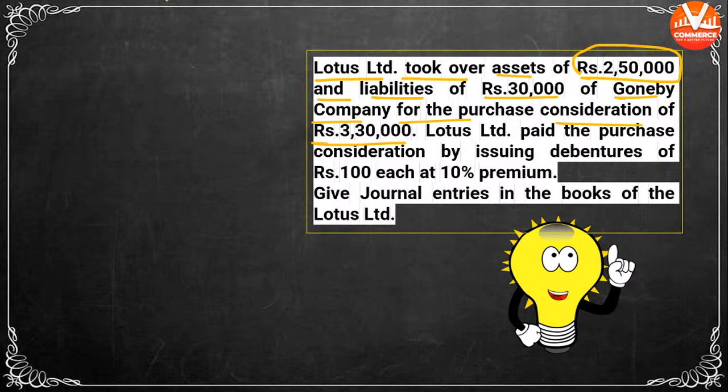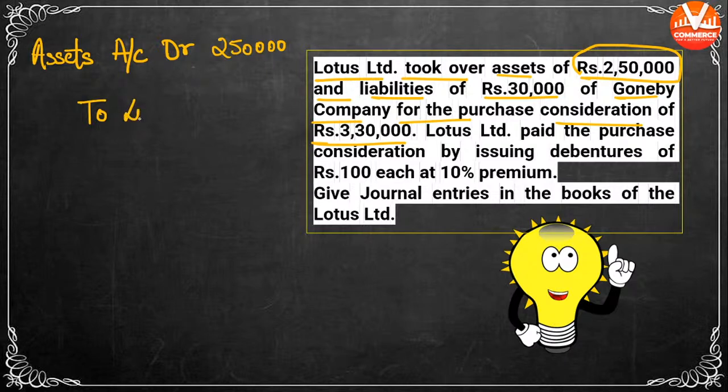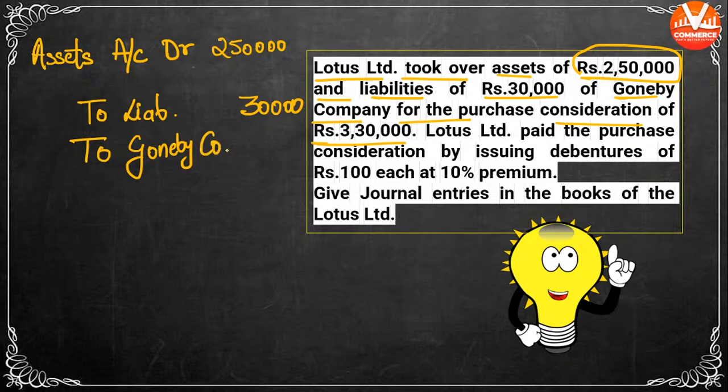So what is the journal entry in the case of purchase of business? You will debit all the assets that you have purchased. Assets account debit 2,50,000. Then we will credit liabilities because we are also purchasing liabilities of 30,000. And then we will credit the vendor. We are purchasing it from Gone By Company. So we will credit vendor by purchase consideration 3,30,000. Now this is the first entry.